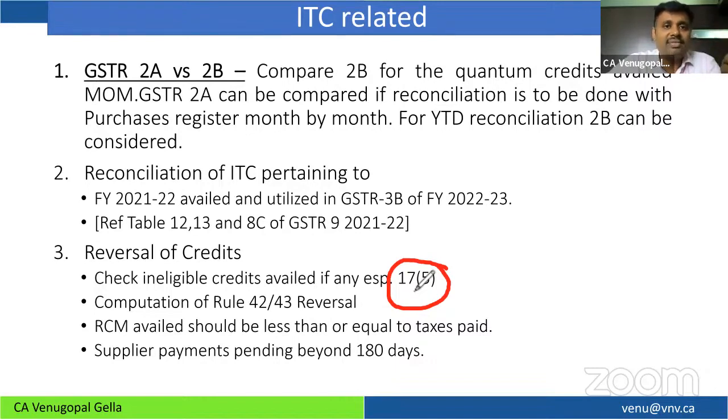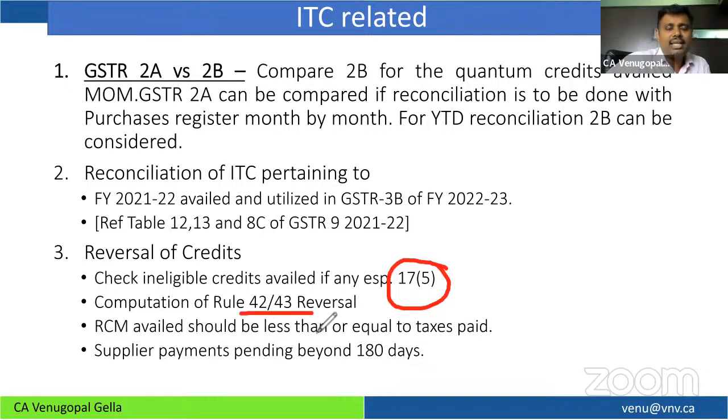I have constructed a factory building, not allowed. Taken a medical insurance for employees, not allowed. I have taken my staff out, team outing and had a good food celebration. No, not allowed. Likewise, there are many credits which have been blocked. You are not supposed to take those credits. Please check if you have taken any of those credits, even if it is there in 2B, you are not supposed to take it.